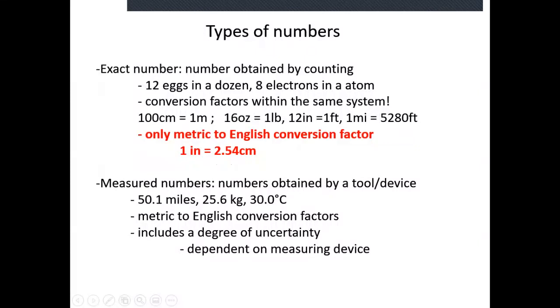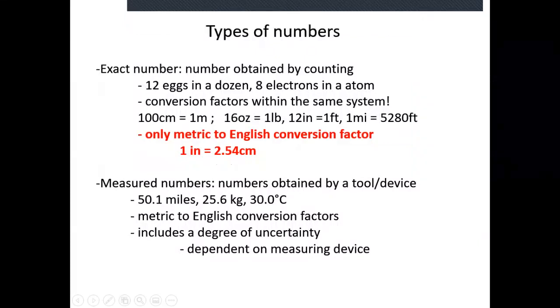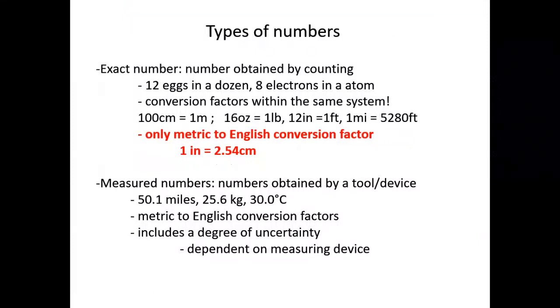And so when we're dealing with measurements, we have to remember that we have two types of numbers. We have exact numbers and measured numbers. And so for exact numbers, those are numbers obtained by counting. And so if you can count it, then it's an exact number. So for example, you count the number of eggs in a dozen. There's 12, you know there's exactly 12. Whereas if you want to count the number of electrons in an atom, there's exactly, for example, 8. So you know exactly how much of that particular quantity you're counting. So if you can count it, it's exact.